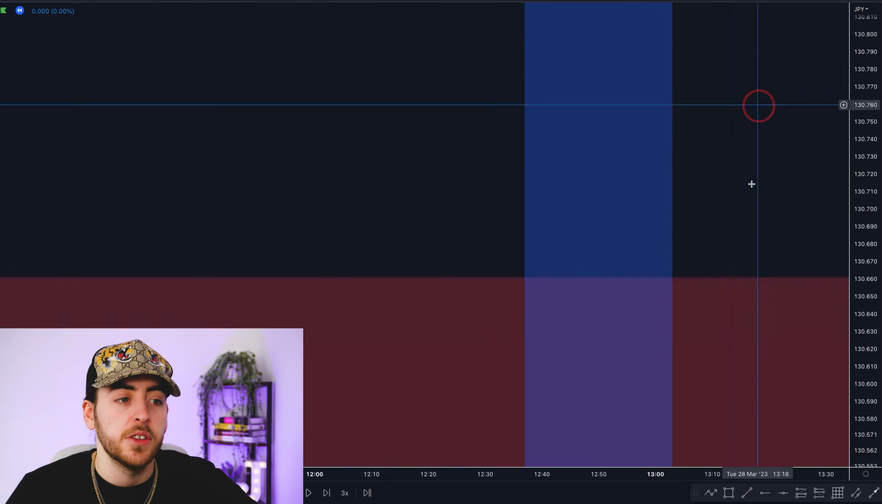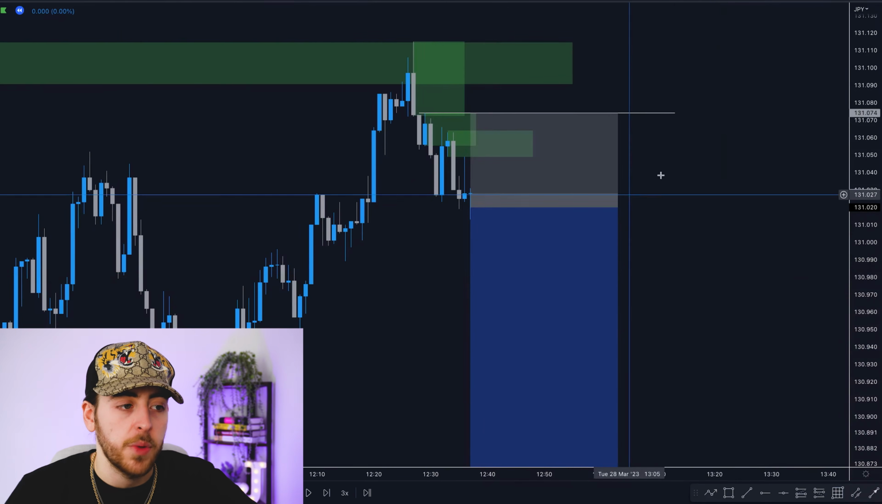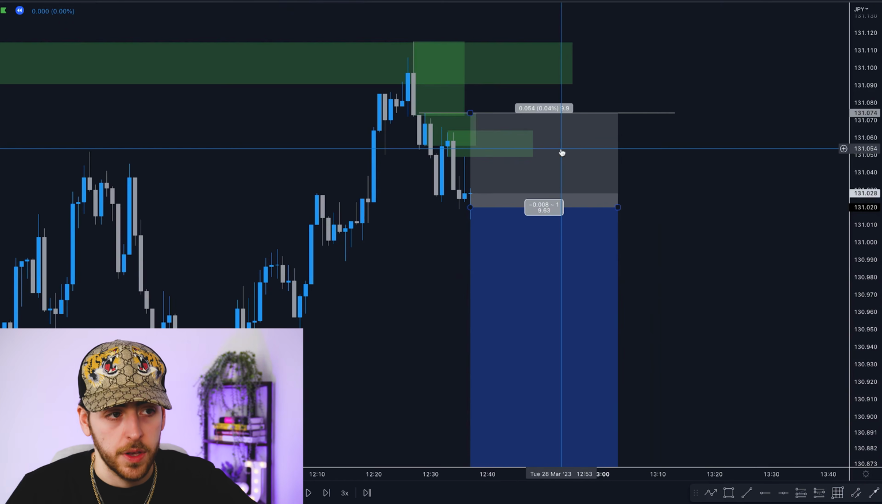I entered the trade at 131.02. My stop loss was at 131.074, so 5.4 pips away, and the target for this trade was down into 130.5, which gives us a total risk reward of 9.63. We have a 5 pip stop and we are looking for a 52 pip target. So we're very, very close to a 10R profitable position.